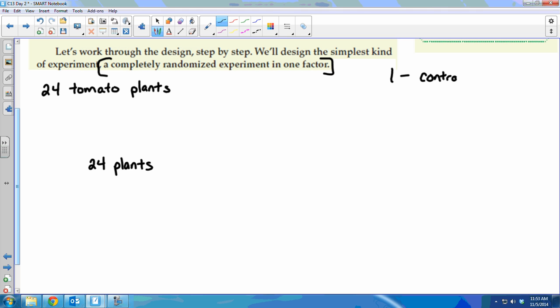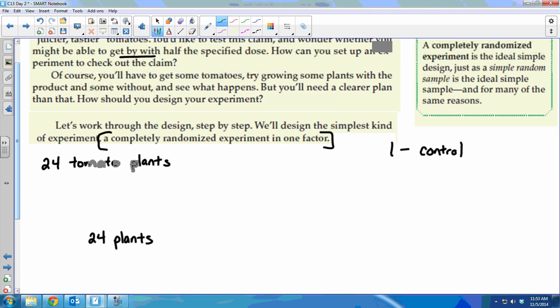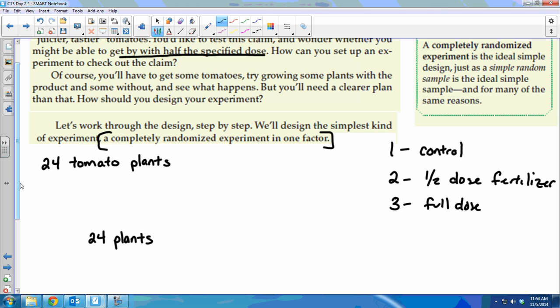That's good to make note of. What's another one of the treatments going to be? What was he asking about? He wants to see if he could get by with half the specified dose, right? So one of them is going to be a half dose of fertilizer. But then there's going to be another treatment. What's the other one going to be? A full dose. Okay?